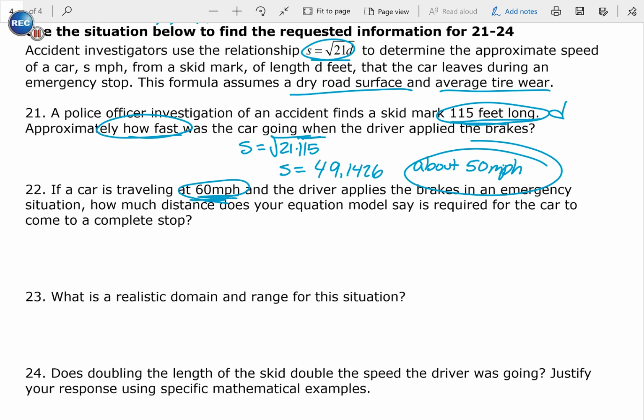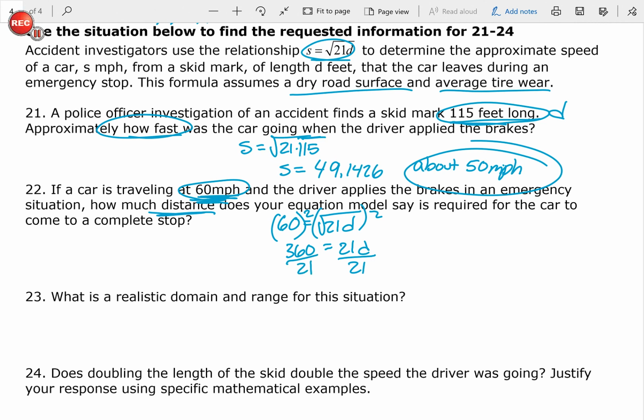So if I have speed and it's asking for distance, let's go ahead and substitute that in. So we start off with our speed being 60 miles an hour equals the square root of 21 times our distance, which we don't know. So that's actually going to be distance labeled as d. Okay, we need to solve for d. We're going to square both sides. We're left with 60 squared, which is 360 equals 21 times d. Divide both sides by 21.